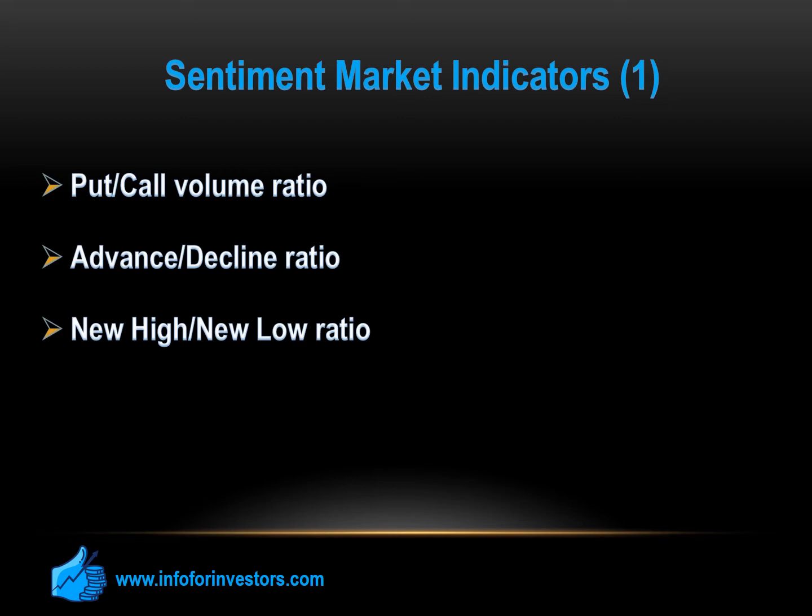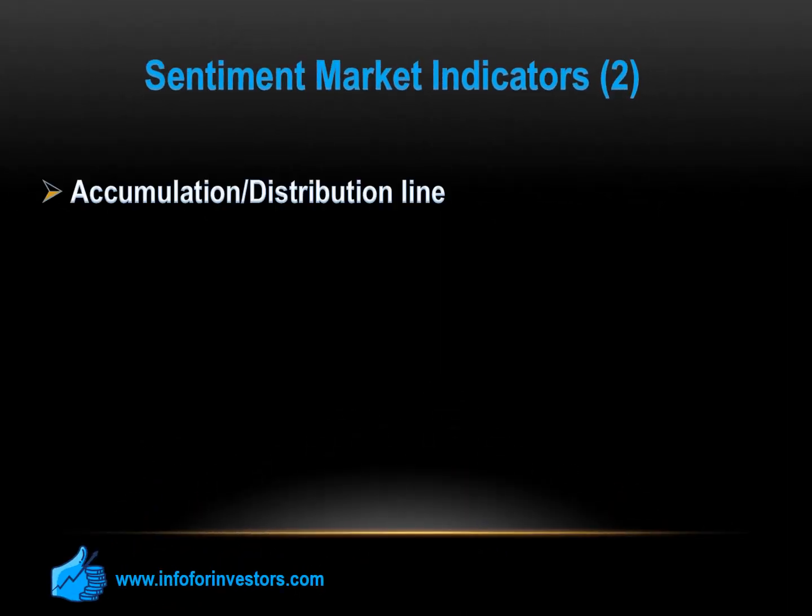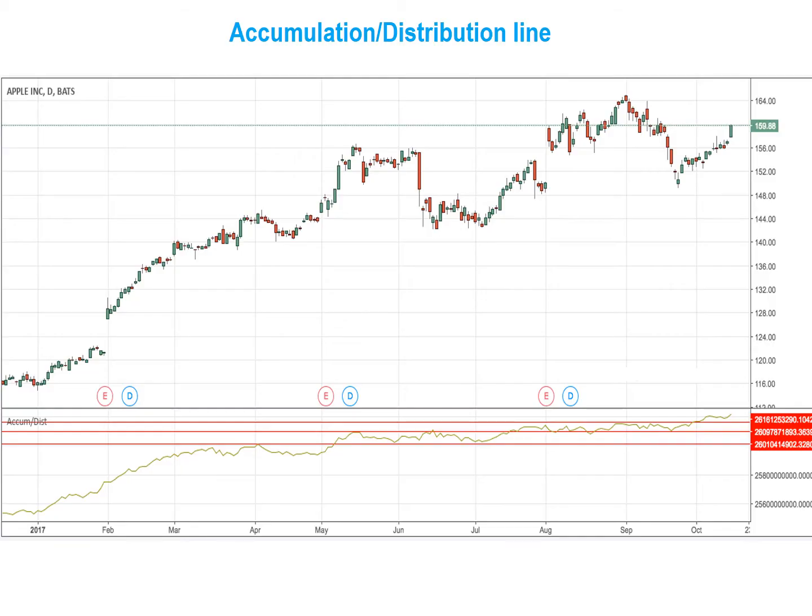Another famous indicator is the accumulation distribution line. Accumulation refers to how much of an asset is bought by investors. Distribution, on the other hand, refers to the amount of the asset that is sold by market participants. This line was thus created to measure the cumulative money inflows and outflows into an underlying asset.